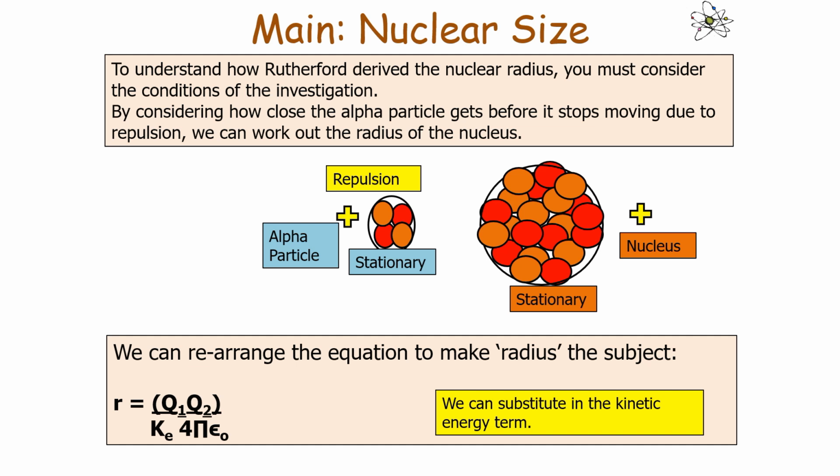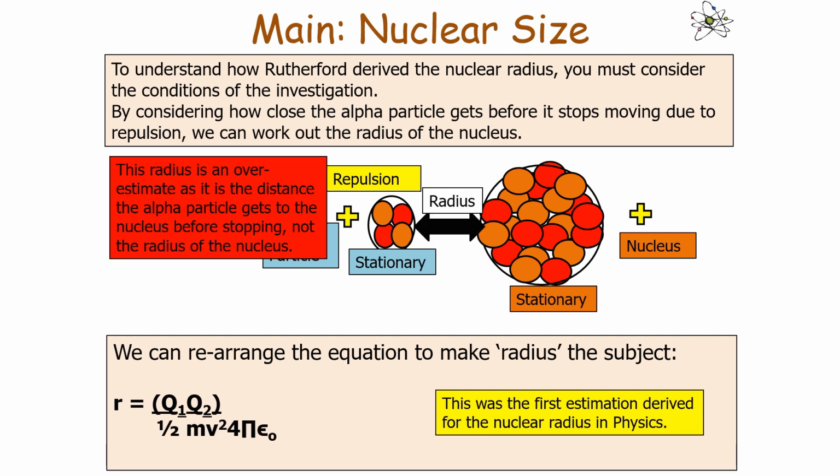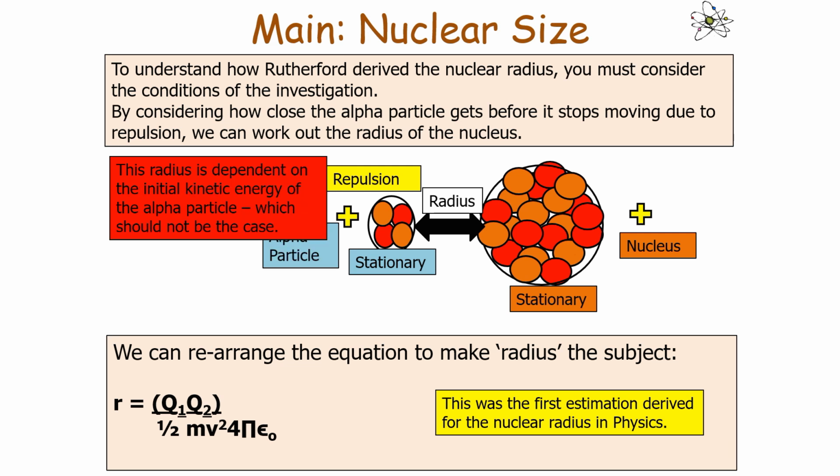Now this is an important idea because this was actually the first estimation derived for the nuclear radius in physics, but this radius that you would calculate with this equation is an overestimate, as it's not the actual size of the nuclear radius, rather it's the distance that the alpha particle gets to the nucleus before stopping. So it's actually dependent on the initial kinetic energy of the alpha particle, which wouldn't be the case if you were actually measuring the nuclear radius itself.